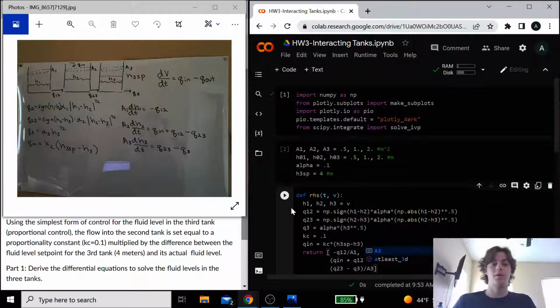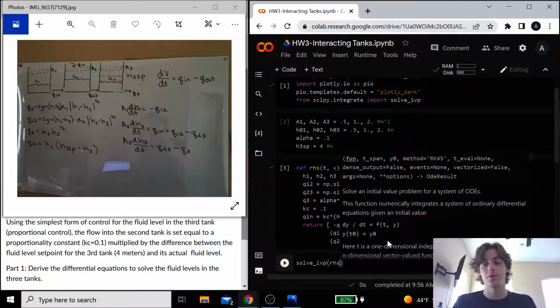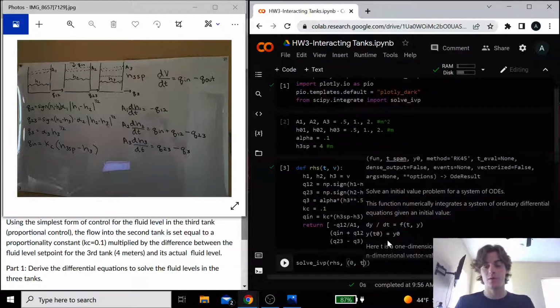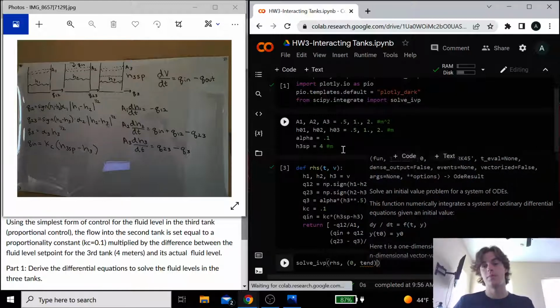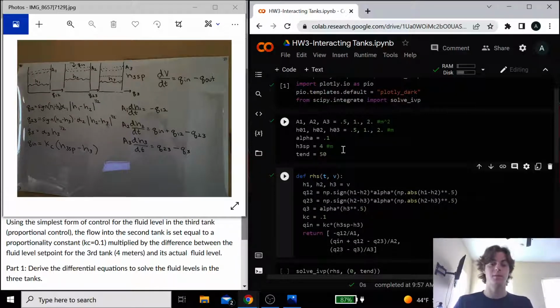So these three equations will give us the rate of change of height 1, height 2, and the height of tank 3. So now we can go ahead and use solve IVP. To use this, we will supply the function which we just created, the right hand side. We will provide a time span, so from 0 till Tn, and I'll go up here and define how long we want to run our simulation. So I'll start with 50 seconds. We might need to adjust that.